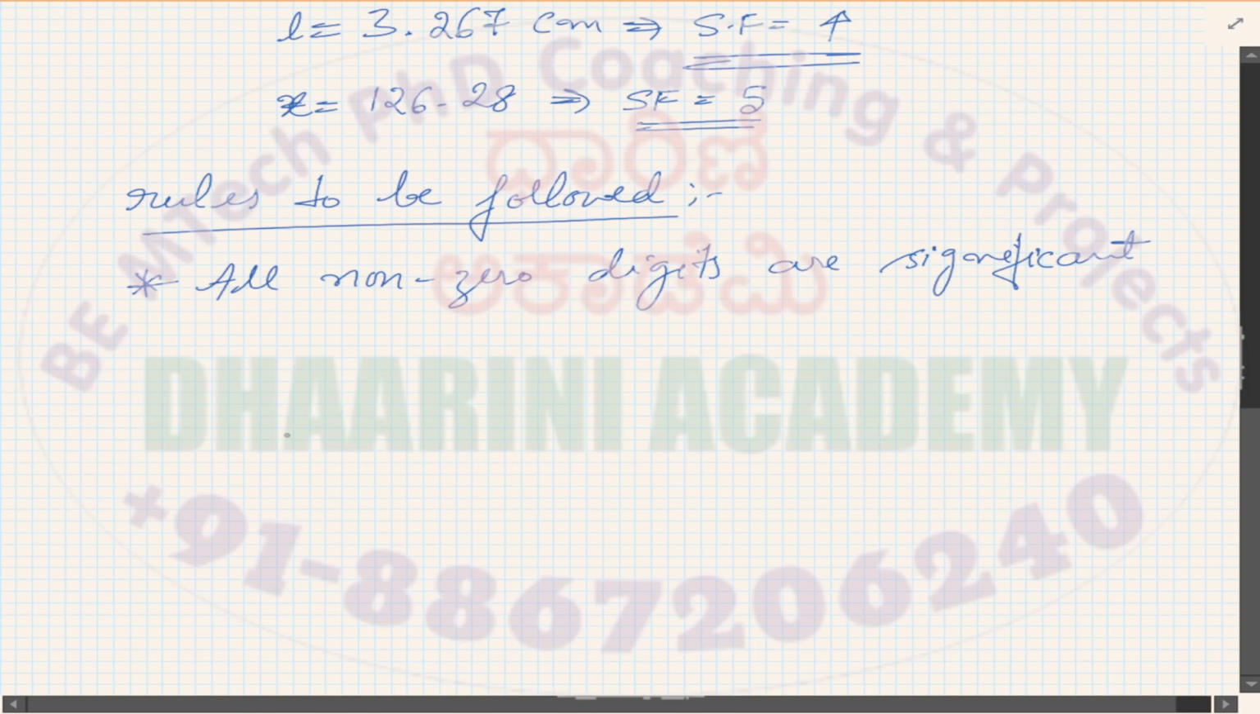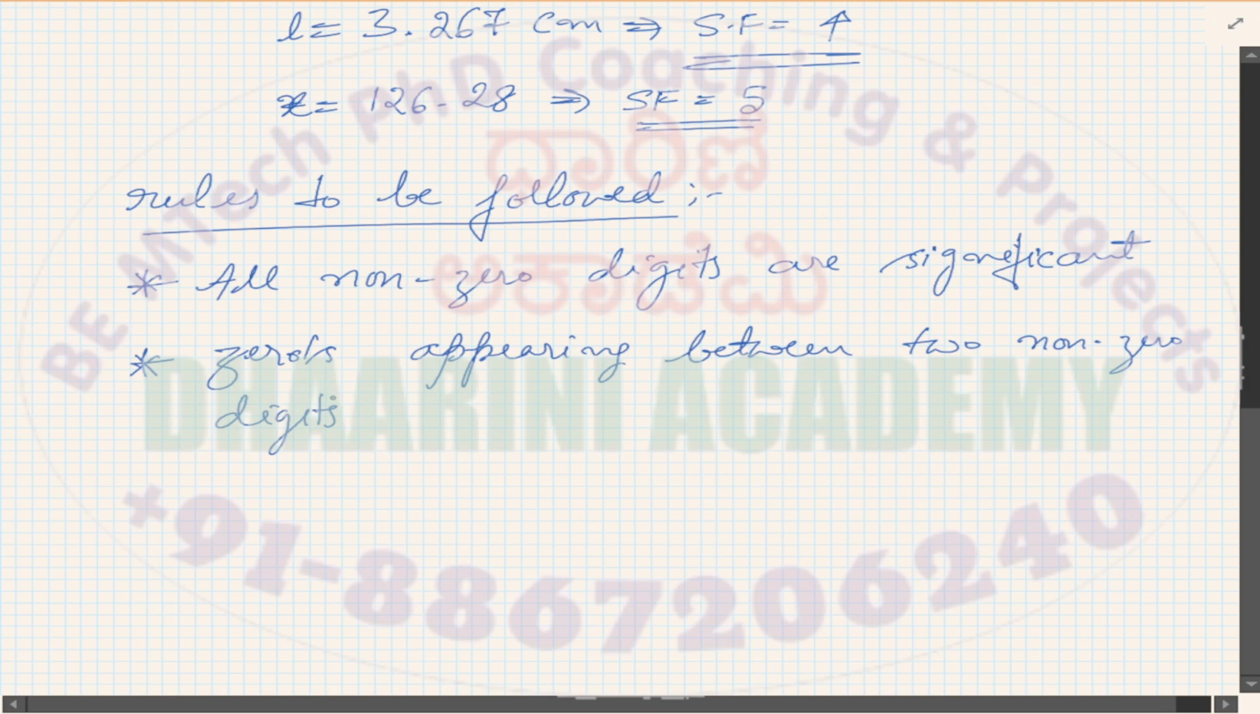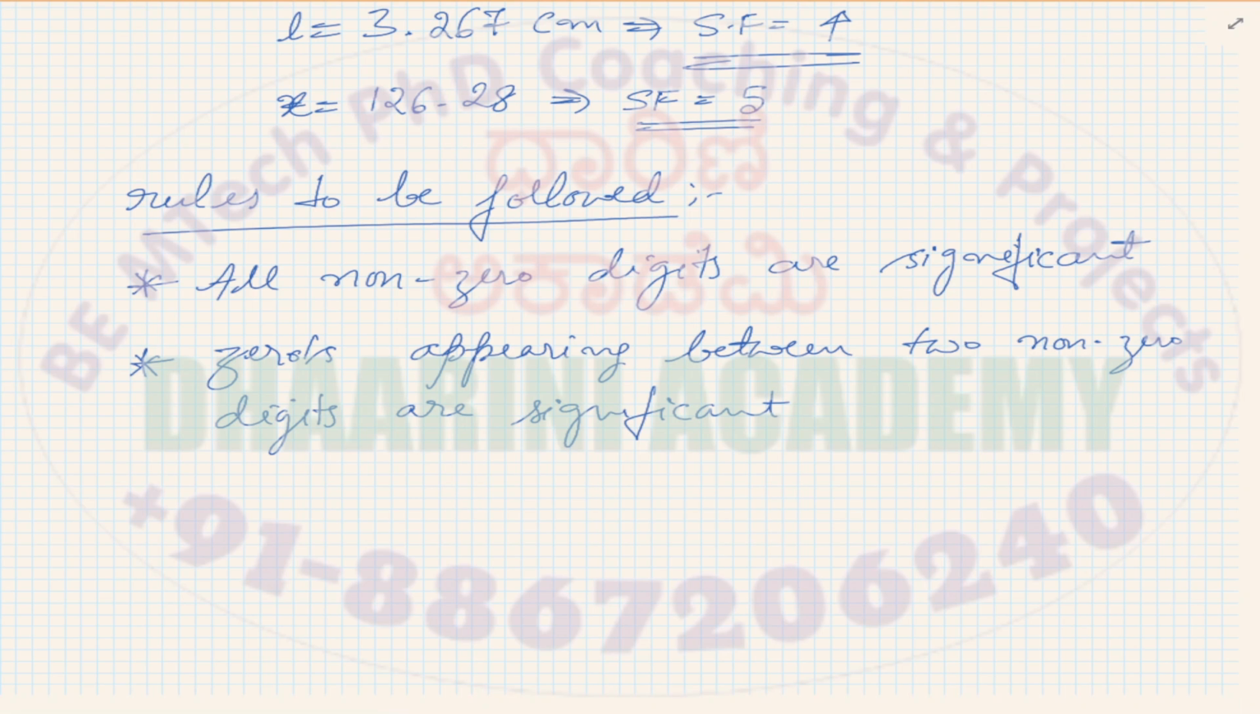Now let's go to the next point to be followed whenever a question comes on significant figures. If you have zeros appearing between two non-zero digits, they are also significant. If you get a zero in between two non-zero digits, that is also important.